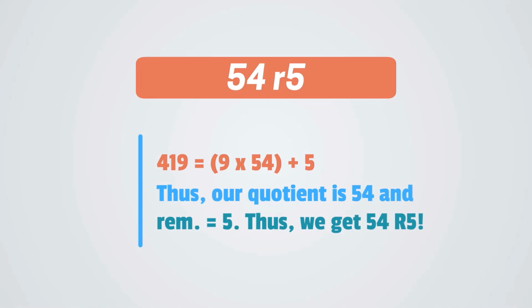The answer is 54 with a remainder of 5 because 491 is equal to 9 times 54 plus 5. Thus, our quotient is 54 and the remainder is 5, giving us our answer.